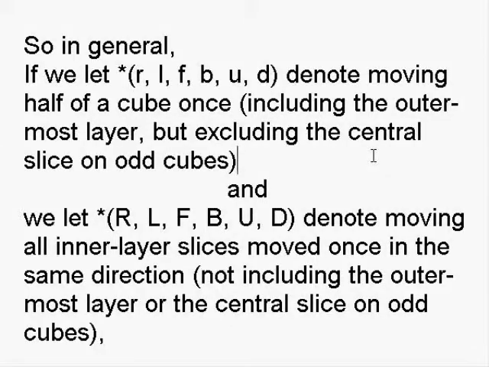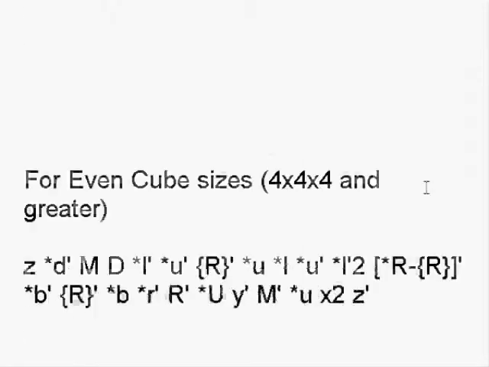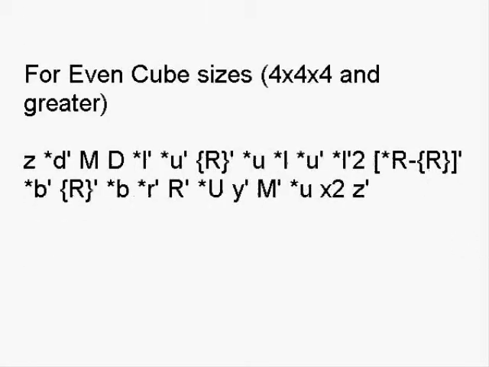So using this convention, we're going to still have to have a different representation for odd and even cube sizes because of the central slice on odd cubes, but they're basically the same. For even cube sizes 4x4 and greater, all of these moves should be intuitive based on the convention I gave, except for this right here.